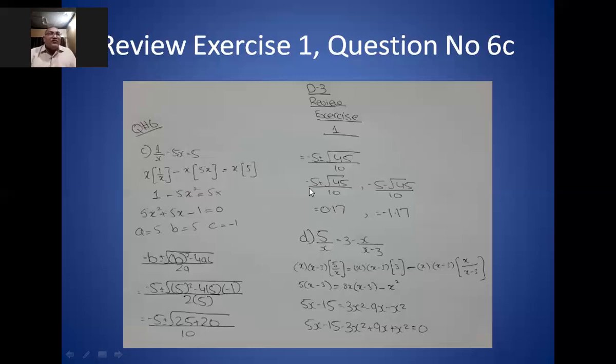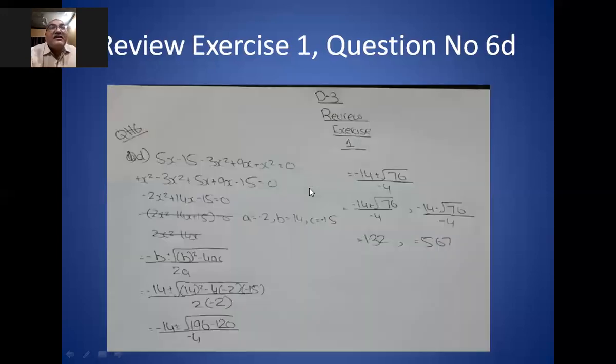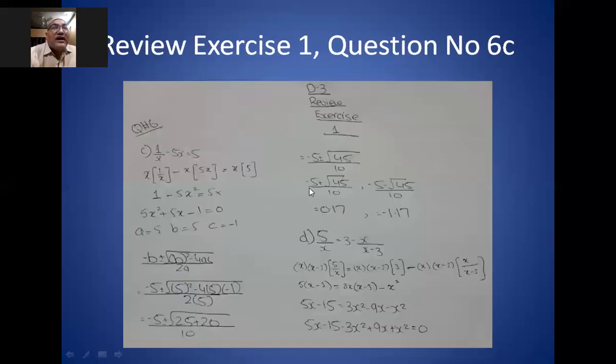So this is how you will solve this question, that was question number 6, and it's part C. Okay, so next question will be question number 6, and it's D part, and the equation given is 5 by x equals to 3 minus x divided by x minus 3. So here you can see we have 3 terms, 1, 2, 3. So you cannot cross multiply here.